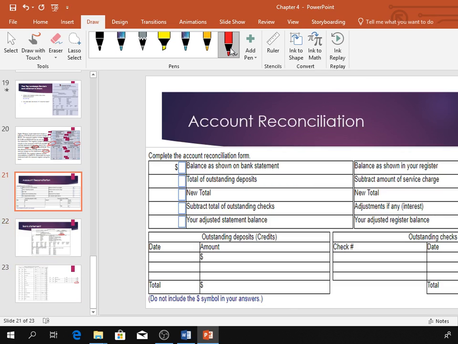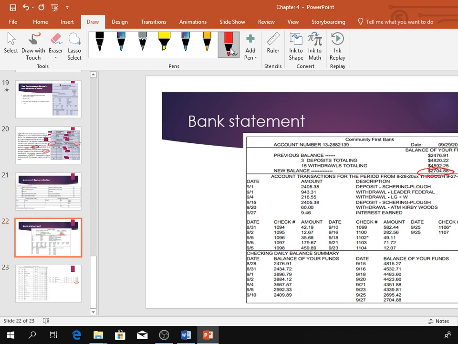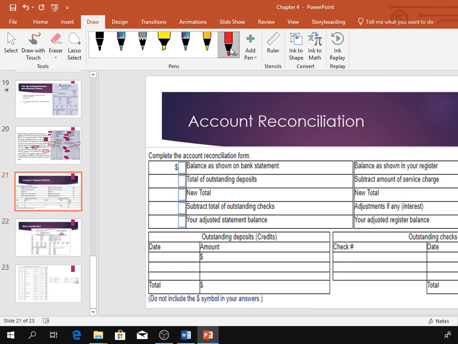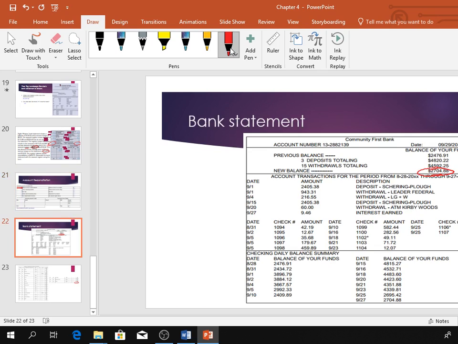So let's look here. The first thing we're going to do is find the balance on our bank statement. That's the ending balance, which was this number right here, $2,704.88. Now outstanding deposits. Those are deposits that haven't yet shown up on your bank statement. So I usually just compare. If you look on here, we've got a deposit, and the rest are withdrawals or interest, right? Or checks. These are where your checks would be listed.